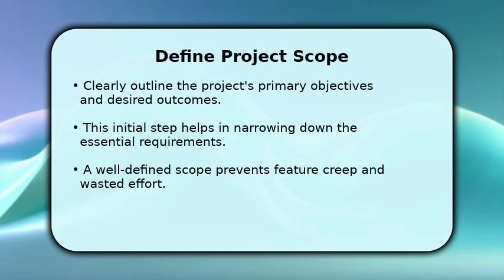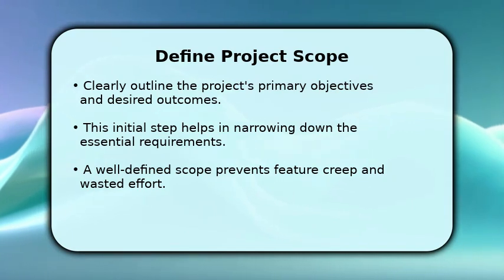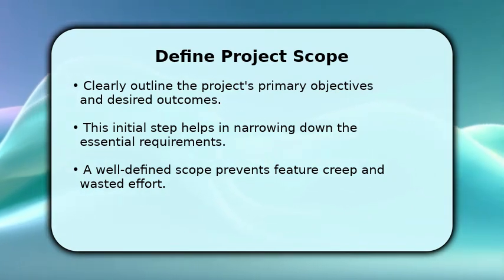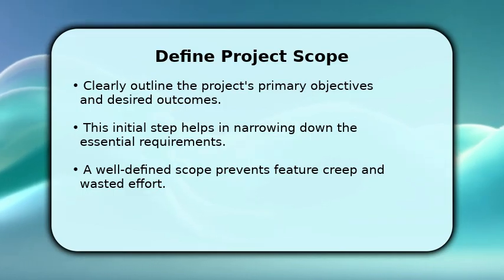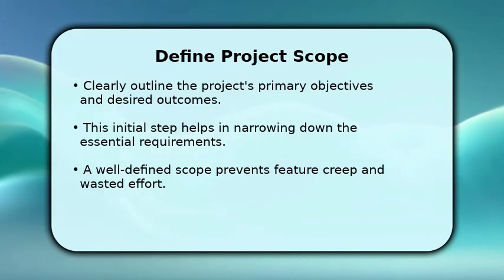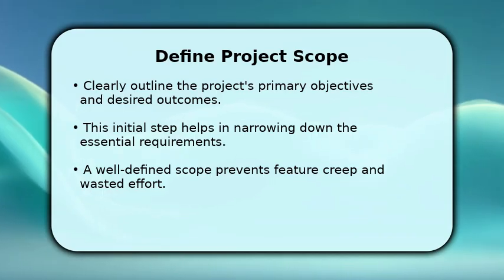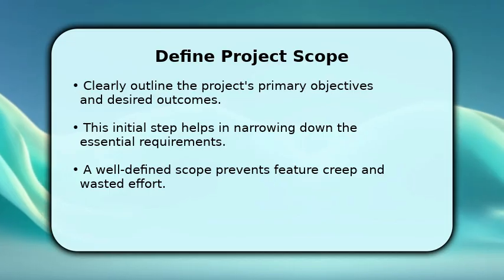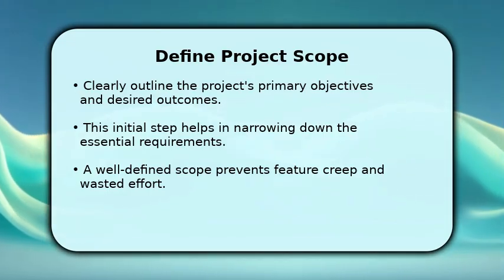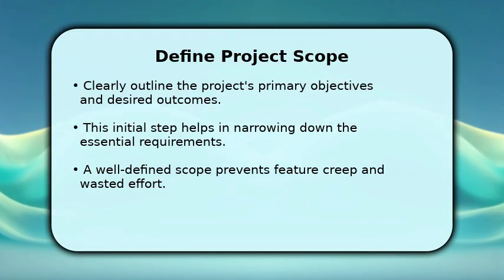Our first practical step is to define your project's scope. This means clearly outlining its primary objectives and what you aim to achieve. A precise scope, often detailed in a one-page summary, helps narrow down essential requirements and prevents unnecessary additions. It's about setting clear boundaries to ensure focus and efficient resource allocation from the very beginning.